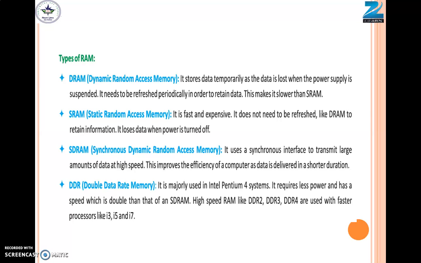Dynamic RAM needs to be refreshed every time because it is working on the principle of 0 and 1, their circuit and all that. So every time it needs to be refreshed to get the data.